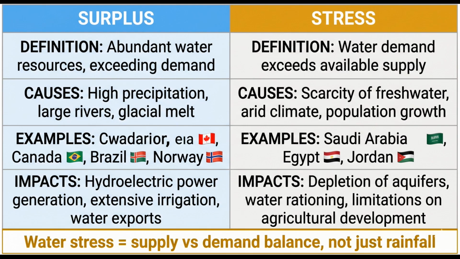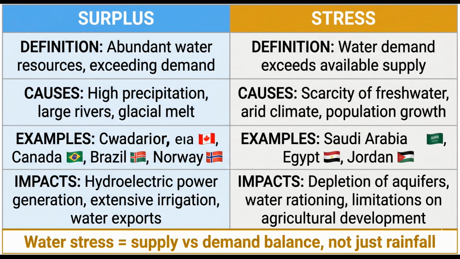Look at the impacts row in the table. Water surplus countries benefit from lower water costs and sufficient supply for all uses. Water-stressed countries face rationing, expensive treatment and supply infrastructure, food insecurity if irrigation fails, and conflict between different water users. Agriculture, industry, and domestic consumers all competing for the same limited resource.